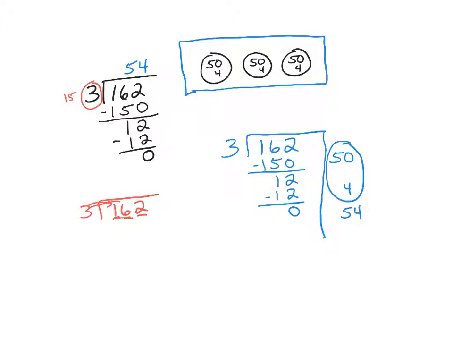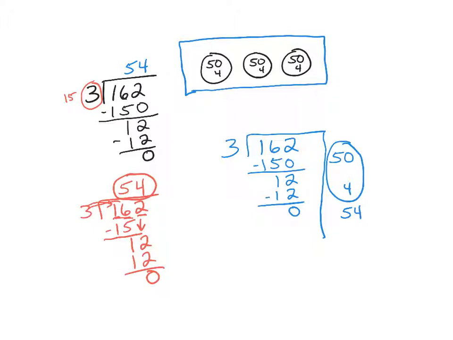Well, 3 goes into 16 5 times. 3 times 5 gives me 15. I'm going to subtract. I'm going to get 1. I'm going to bring down the next number, which is a 2. How many times does 3 go into 12? 3 goes into 12 4 times. 3 times 4 gives me 12. I get a final answer of 54.